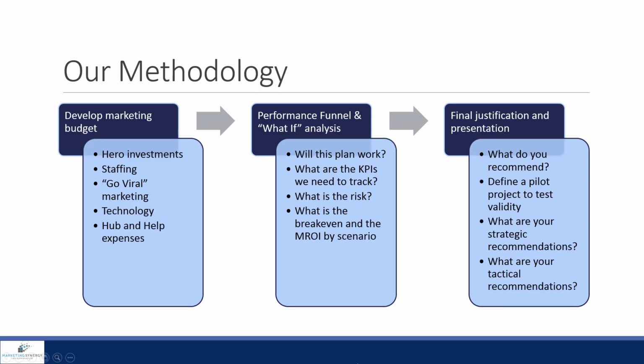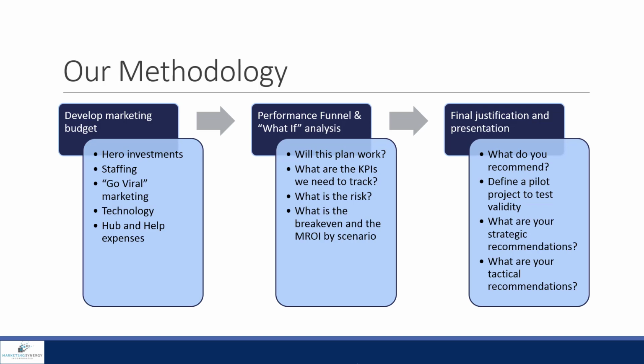Then we'll develop your marketing budget. We put together the hero investments, the staffing requirements that you'd have to make. We're going to load it fully for staffing, but you, of course, will probably have some staff that could take many of the positions. That's fine, but we'll figure it out from a holistic point of view. We do the go viral marketing plan, identify any technology that we're going to purchase or that we'll be using, and then we'll do hub and help expenses as well.